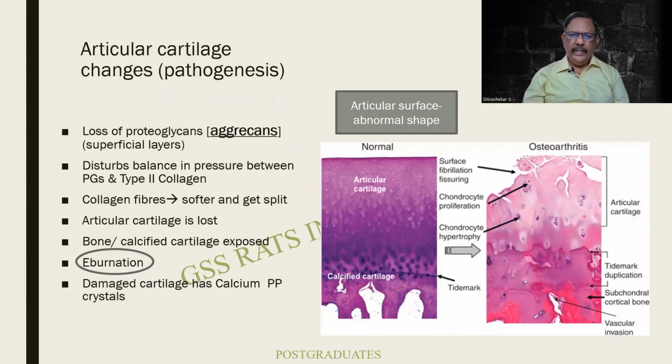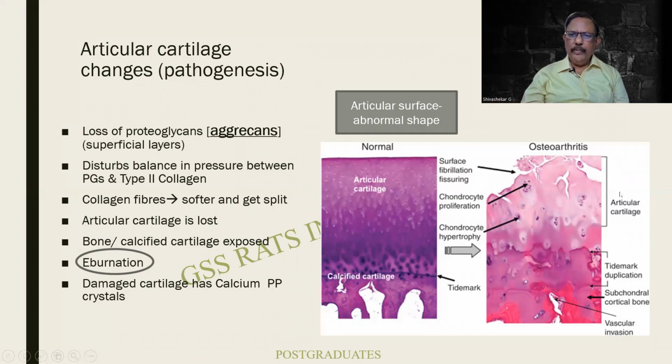The articular cartilage, what happens? There is a pathogenesis. There is a loss of the proteoglycans. The aggregants are being lost in the superficial layers. There is a disturbance in the balance, due to pressure, between the proteoglycans and the type 2 collagen. The collagen fibers become soft and they get split.